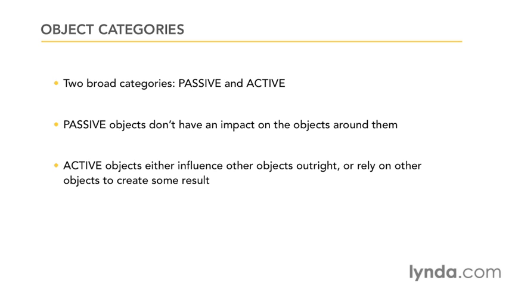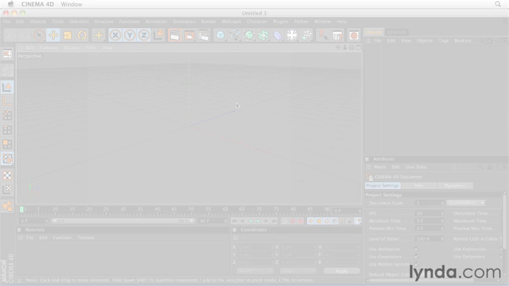Active objects, on the other hand, do in fact do something. Either on their own or in combination with other objects, they can create amazing animation and effects, usually by taking a passive object and doing something with it.